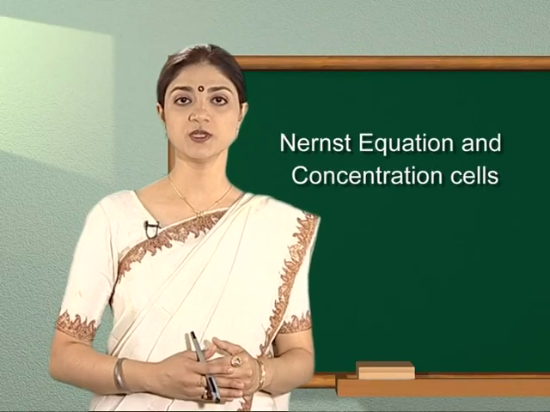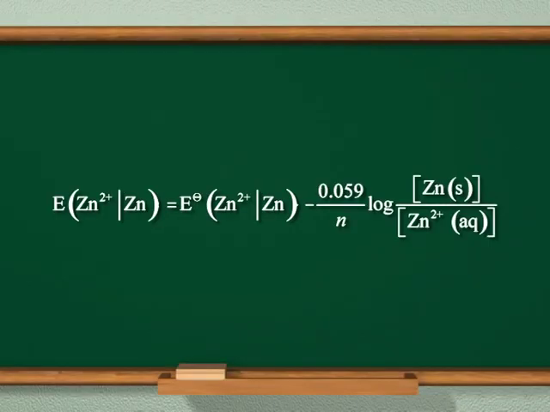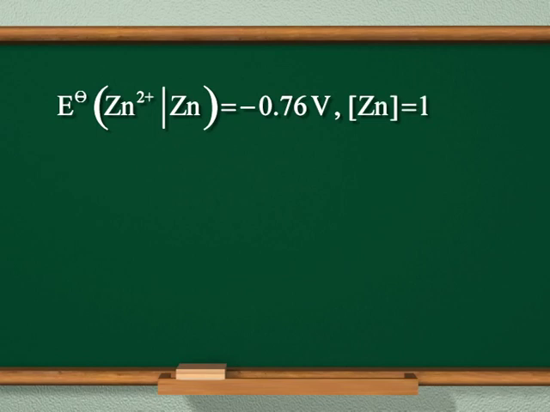According to the Nernst equation, at 298 Kelvin, electrode potential of zinc under given conditions is equal to electrode potential of zinc under standard conditions minus 0.059 divided by number of electrons involved in the reaction multiplied by log of molar concentration of the zinc metal divided by molar concentration of zinc ions in aqueous phase. Substituting the values of standard electrode potential of zinc as minus 0.76 volts and concentration of zinc as 1 in the equation we get.